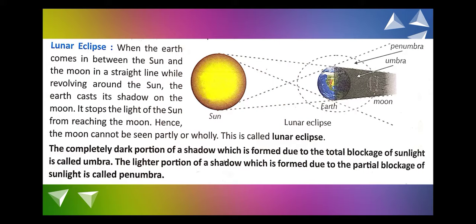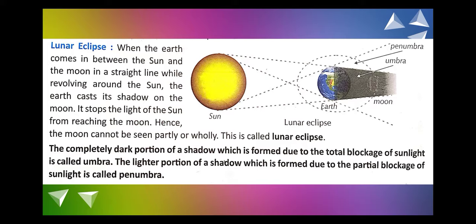First, what is a lunar eclipse? See the diagram very carefully. When the earth comes in between the sun and the moon, the sun is the source of light, and the light is always moving in a straight line. So, the sunlight is received by the moon, and suddenly when the earth comes in between and blocks the sunlight, what happens? The shadow of the earth is cast on the moon. Hence, the moon cannot be seen partially or wholly. This is called a lunar eclipse.